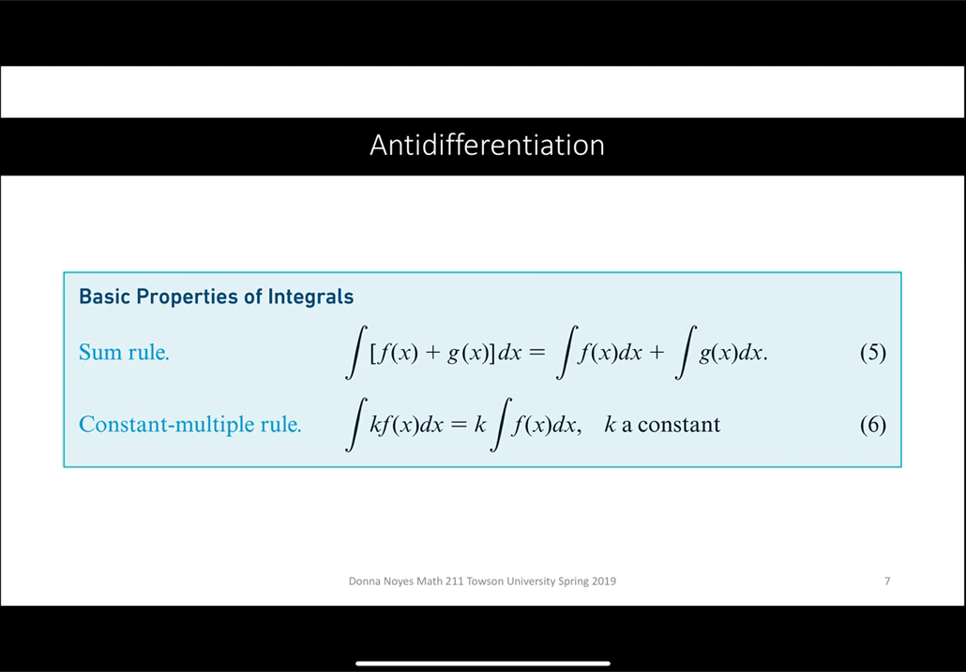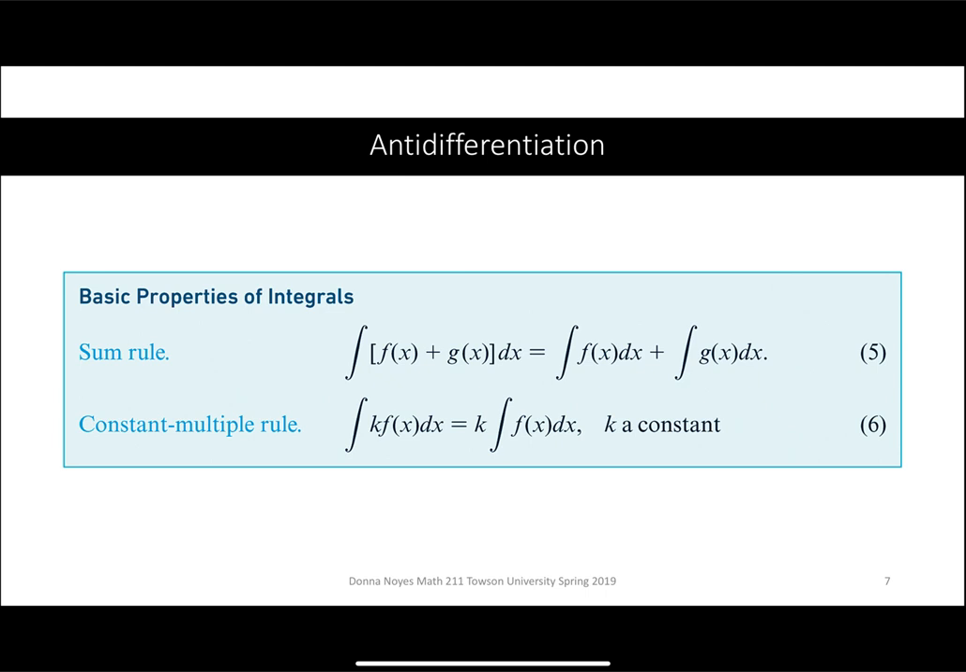Some of the rules that we had in place for derivatives are also in place for antiderivatives. If you remember when we took derivatives and there were multiple terms that were added or subtracted, we were able to take the derivative of each term separately and add them all together, or subtract, as the case may be. When we do antiderivatives, we can do exactly the same thing. So that's our sum rule. It says if we have the integral of f of x plus g of x dx, we can break it up into the integral of f of x dx plus the integral of g of x dx.